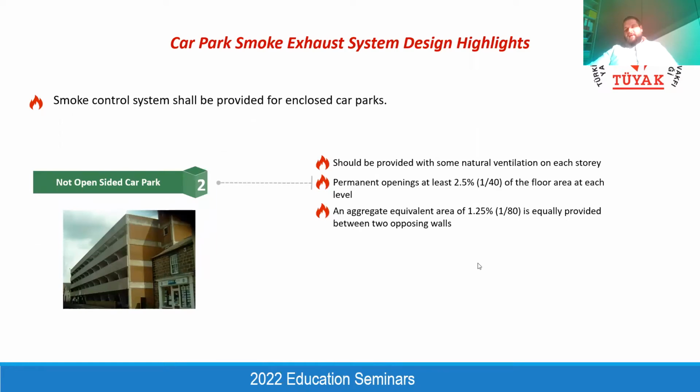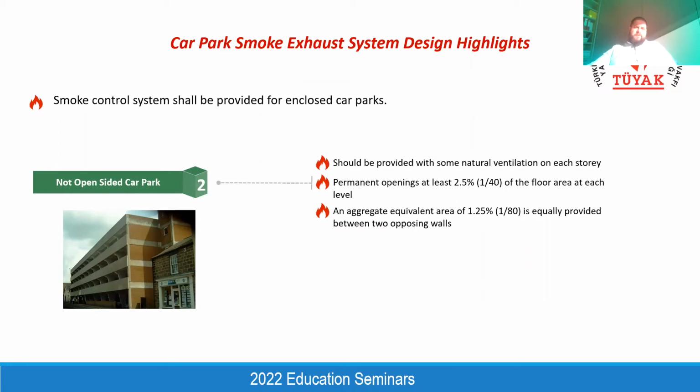For example, if you have a floor with 100 square meters, there should be 2.5 square meters of opening on opposite facades of the building. It is not possible for basement floor car parks, but if you are designing a car park for an airport terminal building, for example, the car park of the new Istanbul airport is considered an open car park, and we don't have a sprinkler system and we don't have smoke control.